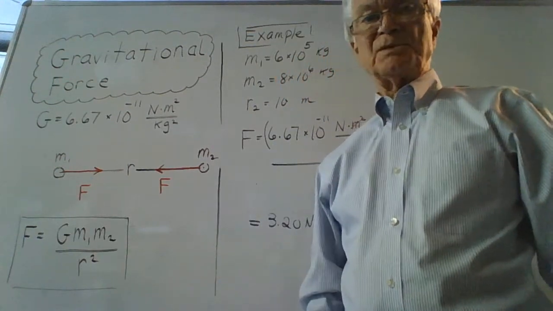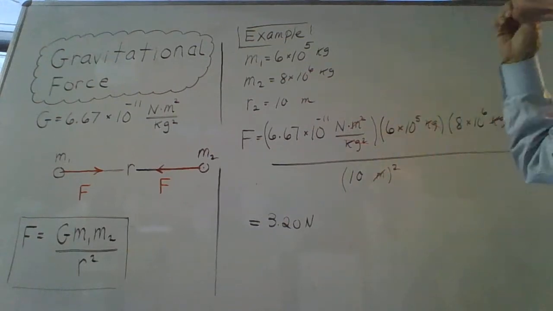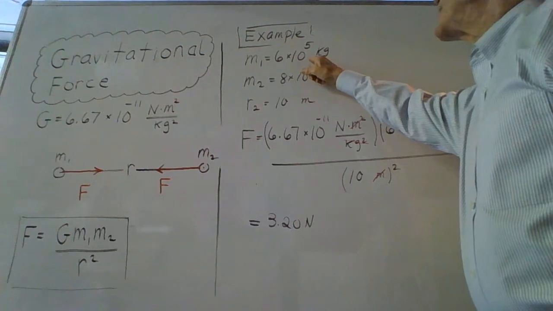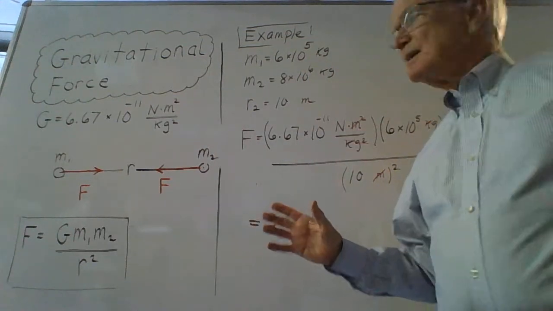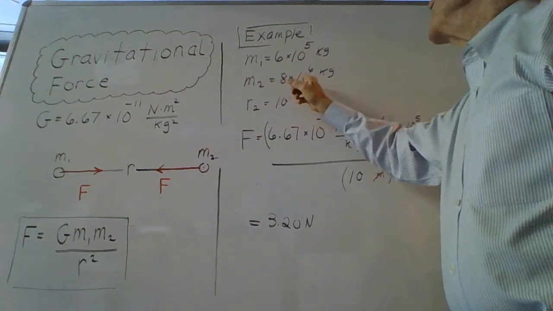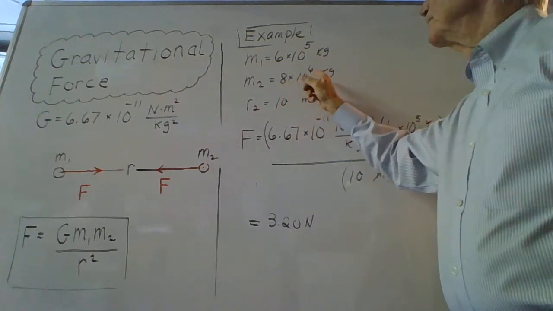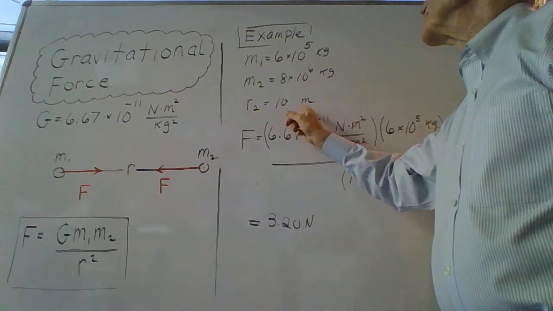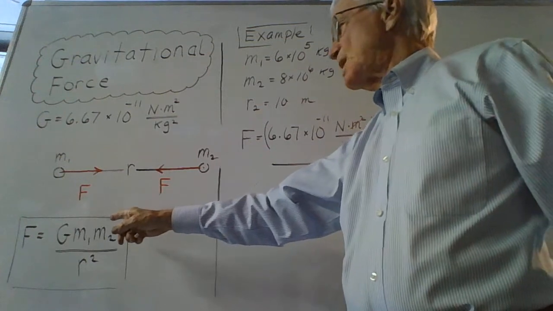Let's work a really simple example. Suppose one object has a mass of 600,000 kilograms. Maybe this is an asteroid. 6 times 10 to the 5th kg. The other one has a mass of 8 million kilograms. 8 times 10 to the 6th kg. Let the separation between the two of them be 10 meters. And now let's calculate the force using the equation in the box.